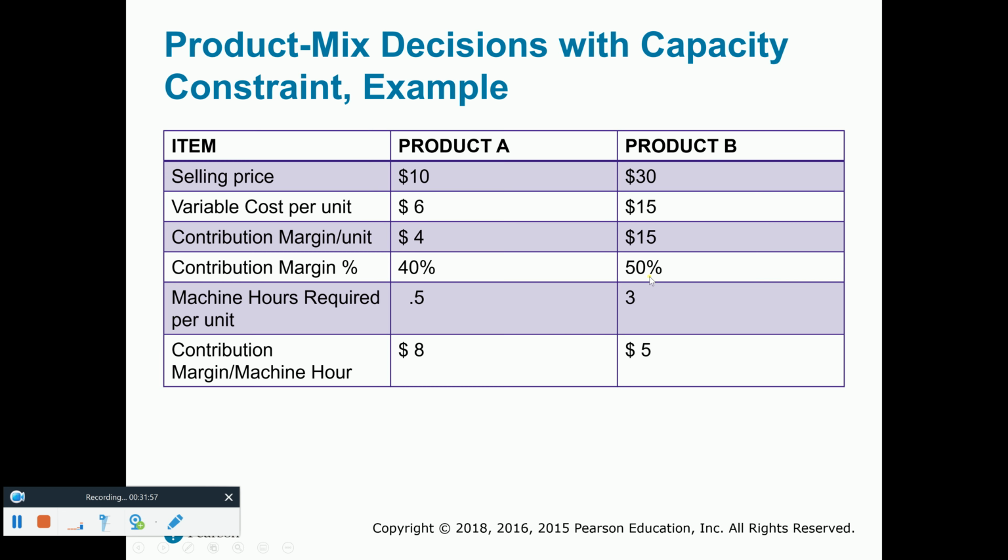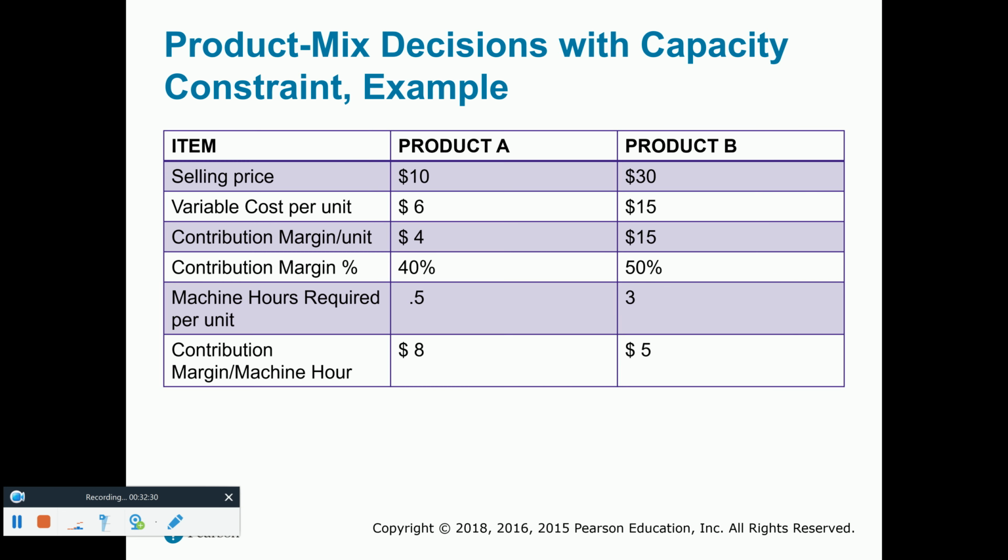$8. But product B, yes, the contribution margin per unit is $15, but it takes 3 hours to make 1 unit. So what is my contribution margin per hour? It's 15 divided by 3, or $5. Now which one do we choose? A. So when we are making decisions based on the constraint, we have to figure out what is the contribution margin per the constraint. In this case, the constraint is hours on the machine.